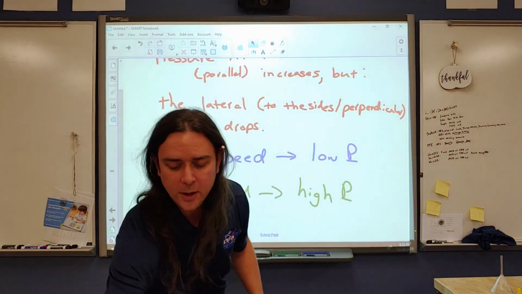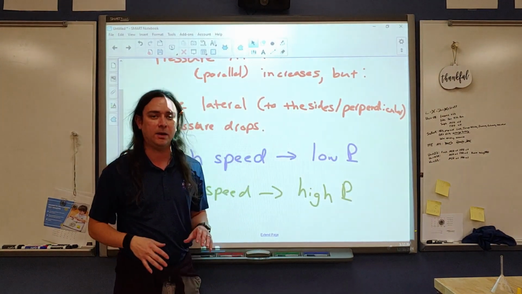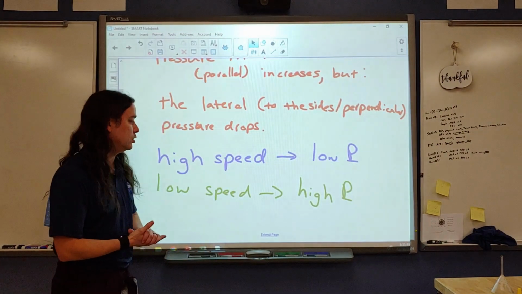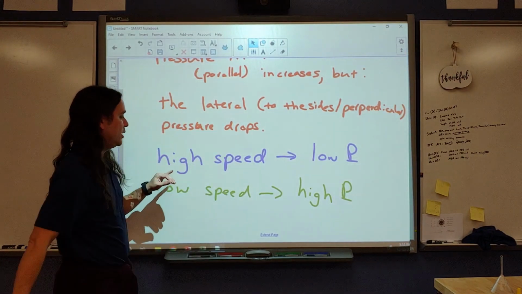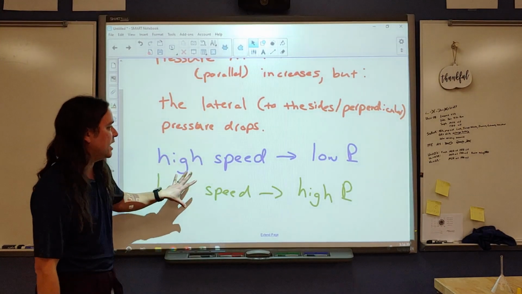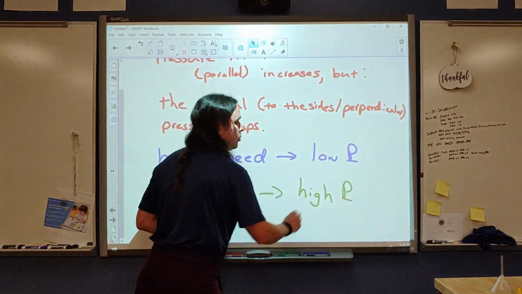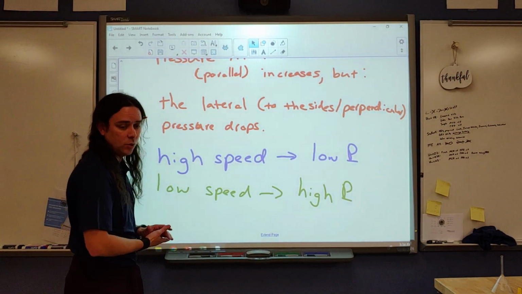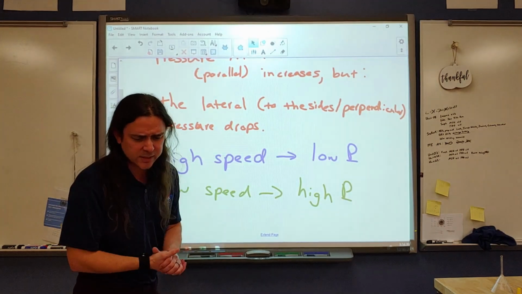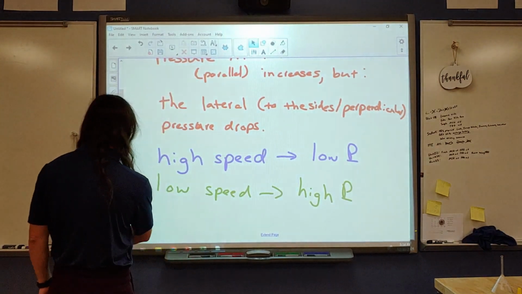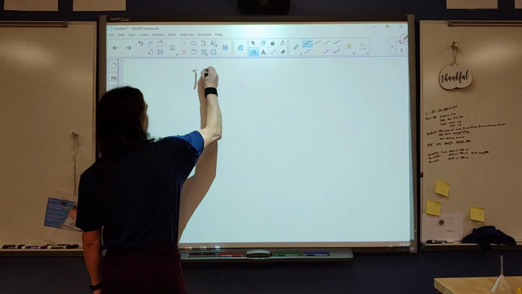But the thing I want to talk about conceptually with dynamic pressure, which is very interesting as far as I'm concerned, is what happens to the sides, the lateral. And here is where these ideas are for what's happening on the sides. If you have a high speed, you end up with a low pressure, and if you have a low speed, you end up with a high pressure. And that's something that we see. So for instance, we could go back over to our funnel.